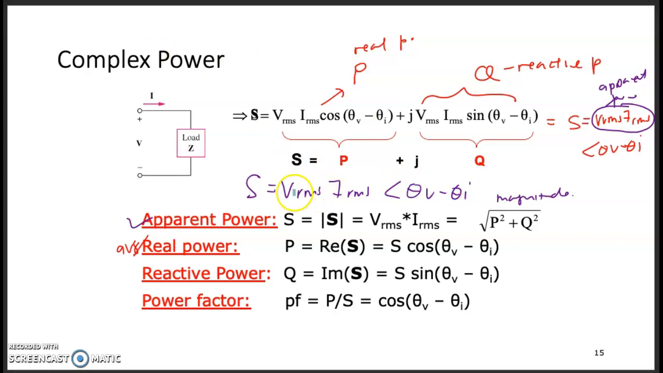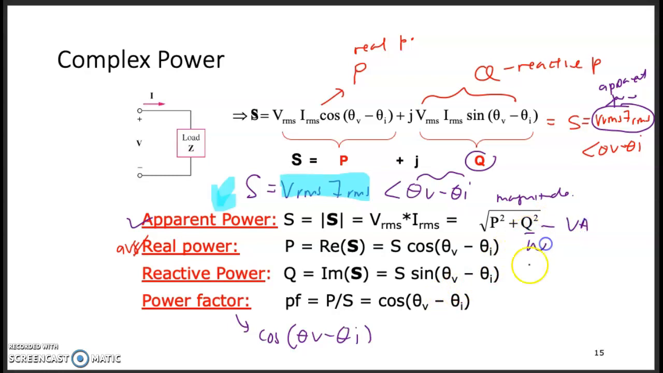So if I write in the polar form, VRMS IRMS angle theta V minus theta I, what is the apparent power? It is the front one here. This is what we call apparent power. Reactive power is the Q. Power factor, so what is power factor? You just take the cosine of whatever we have inside the complex power, delta V minus delta I. So this is how you calculate. So for apparent power, what is the unit? It is VA. Real power is watt. Reactive power is VAR. And for the power factor, you don't have any units.